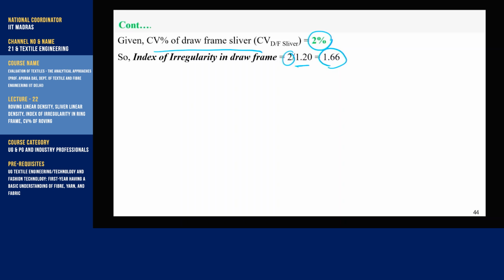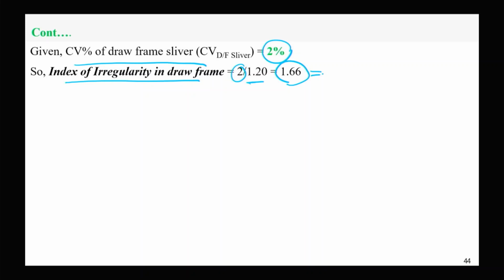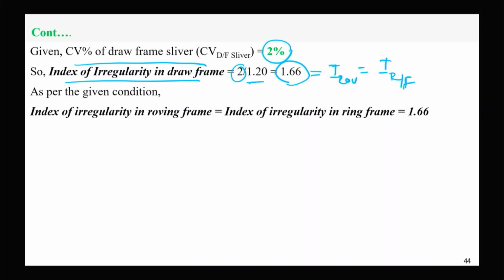Now, this index of irregularity, as per the condition, will be equal to the index of irregularity of roving frame and the index of irregularity of ring frame. That is the condition, and we will be using it as given. So the irregularity of roving frame equals the irregularity of ring frame, equal to 1.66.